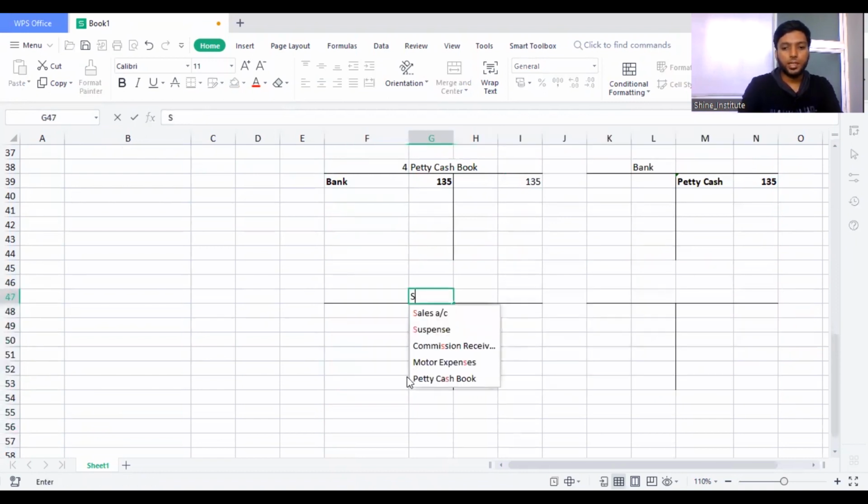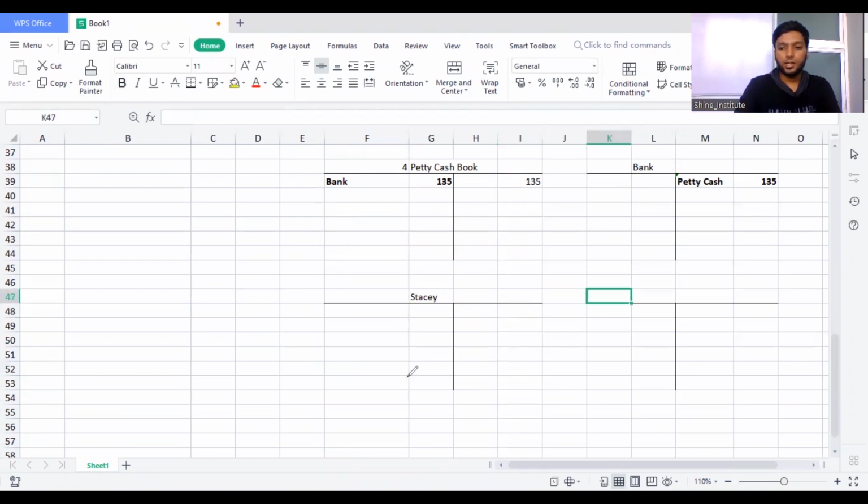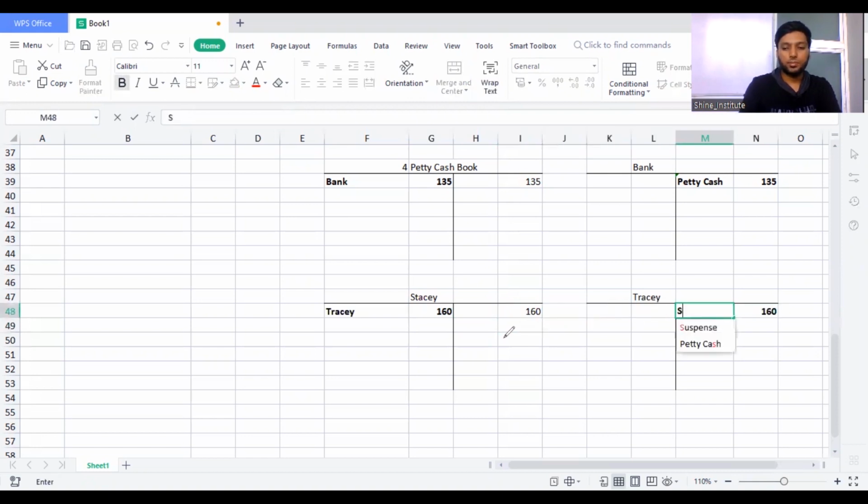So here I'll write Stacy and here I'll write Tracy. Here you need to know that they have recorded Tracy's amount under Stacy, right? 160 was credited to the account for Stacy. So here they have recorded 160, so I will remove it off. 160 I will debit, saying Tracy. And under Tracy's account I will say credit, saying Stacy.